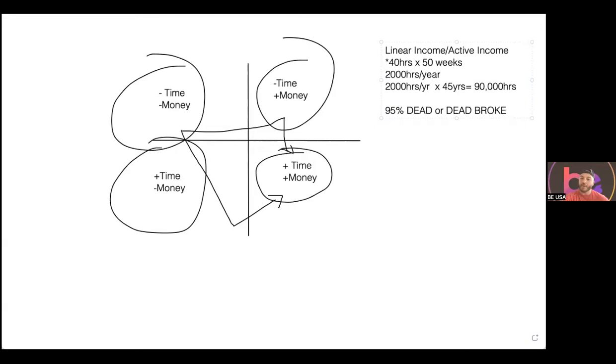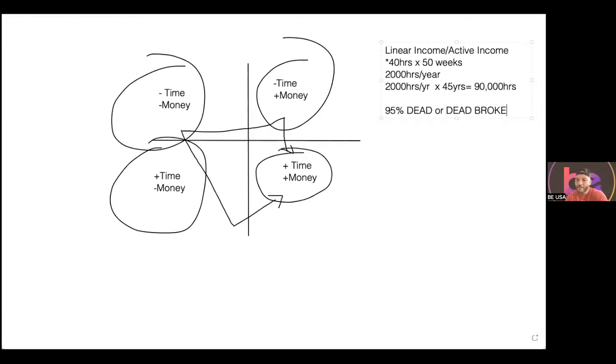95% of people are in linear income, guys. And after 45 years of giving 90,000 hours of their life, they're dead or they're dead broke. And you have to understand that this is people's mentality. This is their paradigm. They're not in today. They're like, well, I've got to pay the bills. Dude, did you know that you're giving up 2 hours of your life?